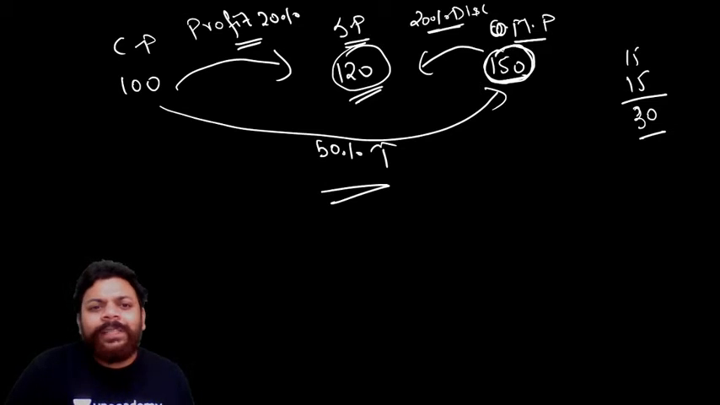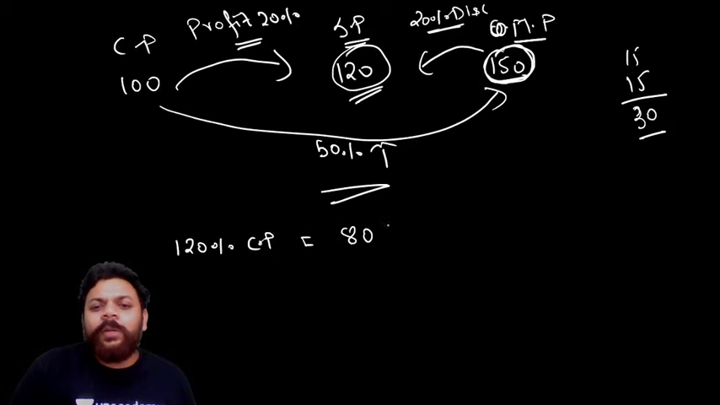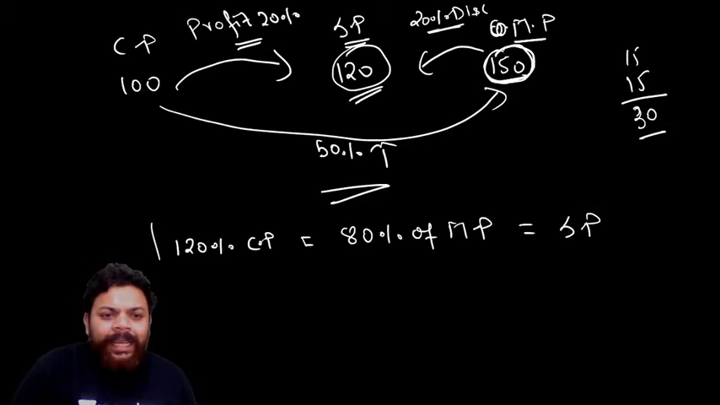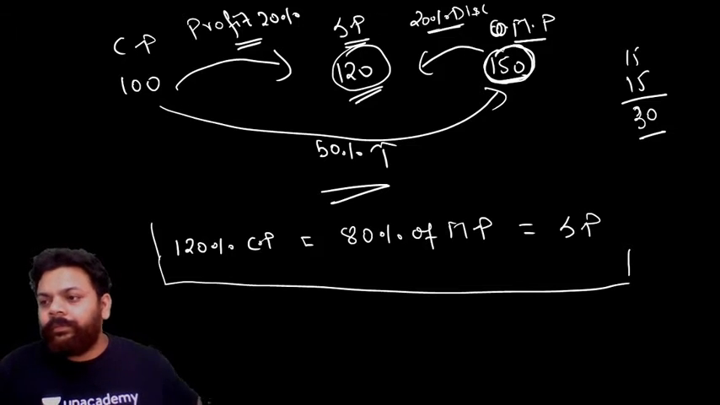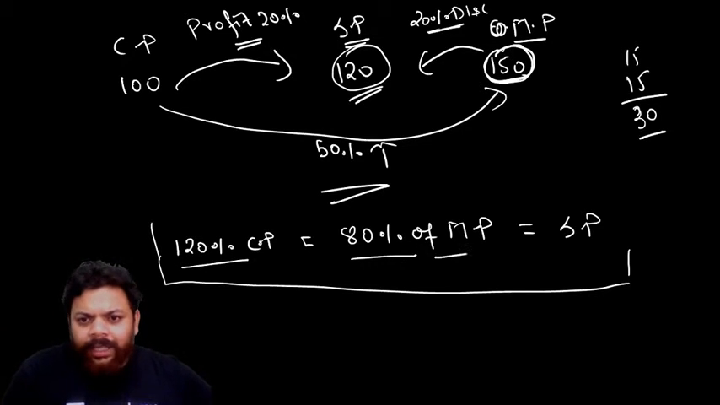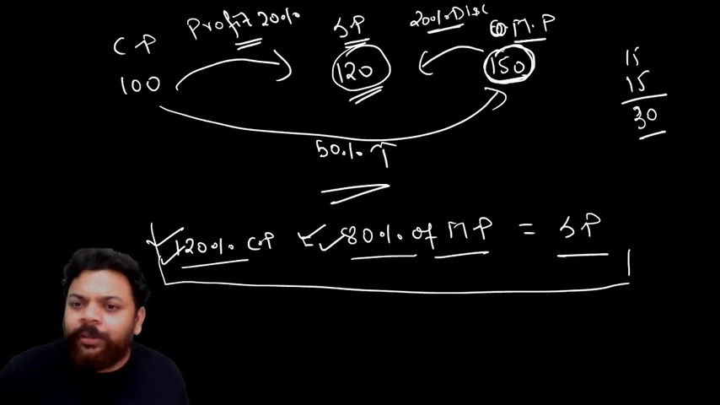So from this, is it possible for me to conclude that 120% of cost price will be equivalent to 80% of my marked price and will be equal to nothing but my selling price? Can I conclude this one, guys? Say yes or no. Is this equation understandable? If this equation is clear, then for the further questions that I have taken, it is very useful. It is useful in two questions.